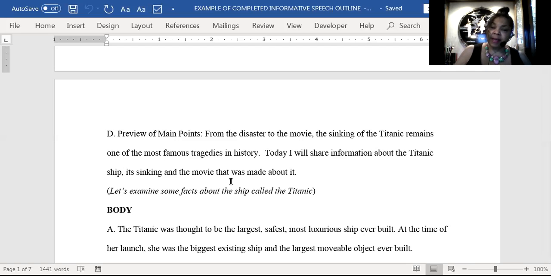So she says, from the disaster to the movie, the sinking of the Titanic remains one of the most famous tragedies in history. Today, I will share information about the Titanic ship, its sinking, and the movie that was made. Boom, boom, boom. That's what we're going to talk about. Wonderful. Now she gives her transition, moving from one thing to the next. Let's examine some facts about the ship called the Titanic. Now you know what you're going to get.